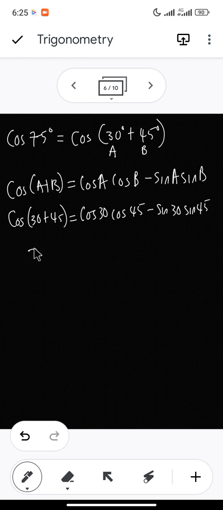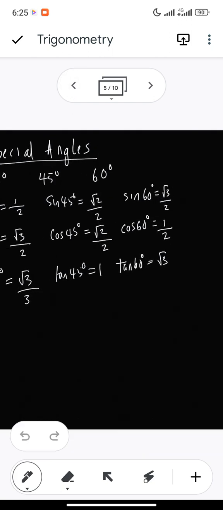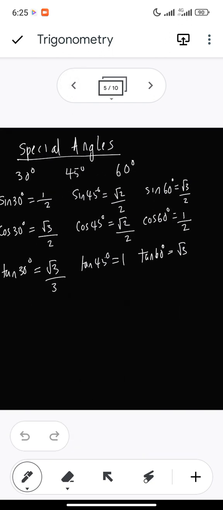So cos 30 from our special angles, cos 30 degrees gives us root 3 over 2. Cos 45 gives us root 2 over 2. Sin 30 gives us 1 over 2. And sin 45 gives us root 2 over 2. If you're confused about where we're getting this from, we explained it here. Recall, this is what we mean when we write all this.